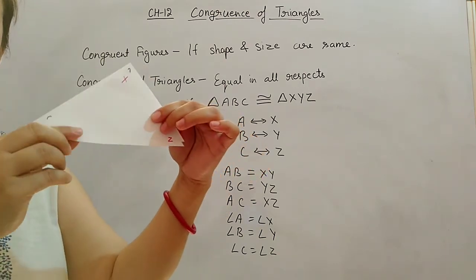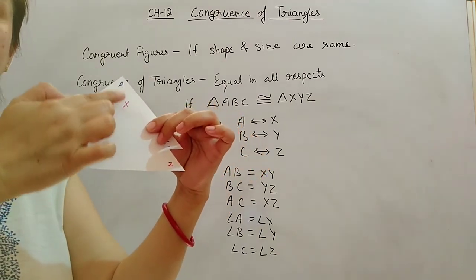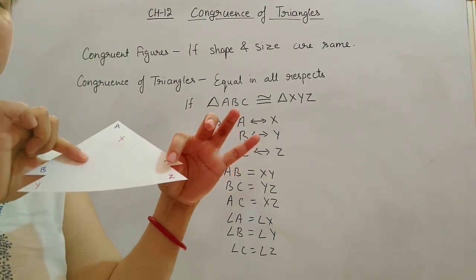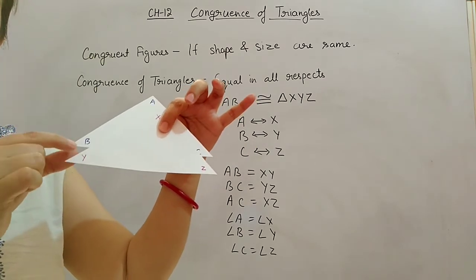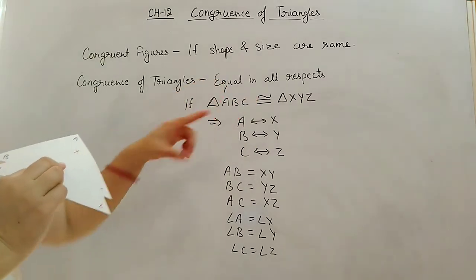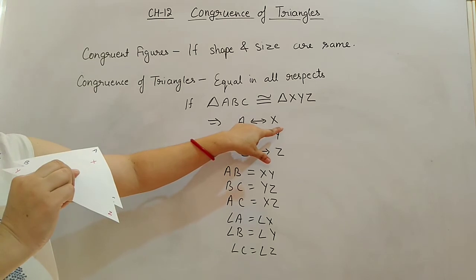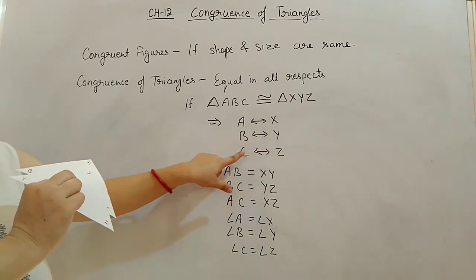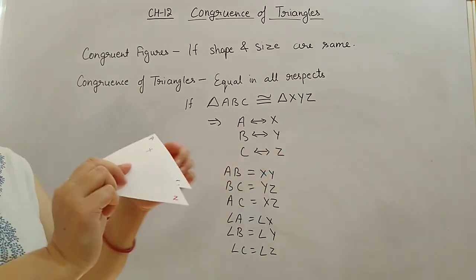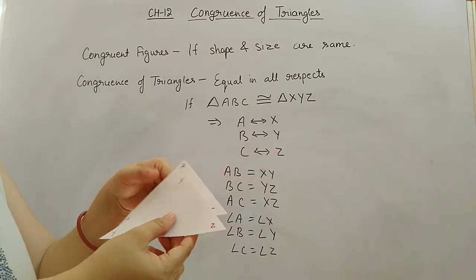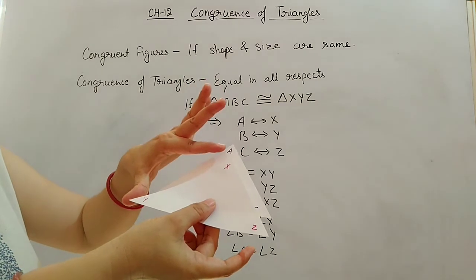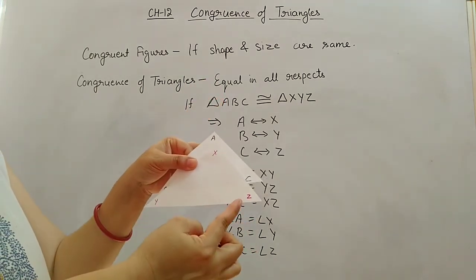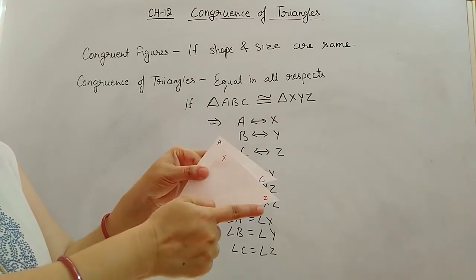And you can see here X and A are overlapping, C and Z are overlapping, B and Y are overlapping. It means A corresponds to X, B corresponds to Y, C corresponds to Z. And which two lines coincide? AB and XY are the same. Then BC and YZ are the same. AC and XZ are the same.